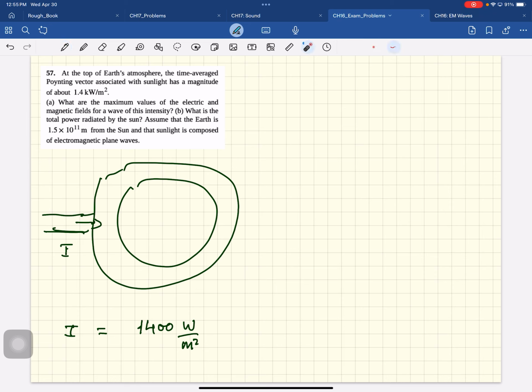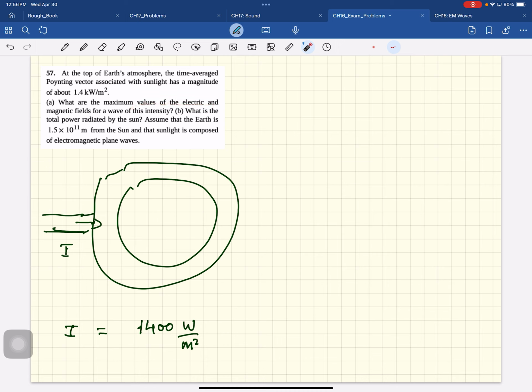This is a good number to remember. Half of it reaches the surface of the Earth, and the other half is reflected. So 700 watts per meter squared is what reaches the surface of the Earth per meter squared. That's this meter square. This meter square gets less because it's at an angle. All right. What are the maximum values of the electric and magnetic fields of this intensity?